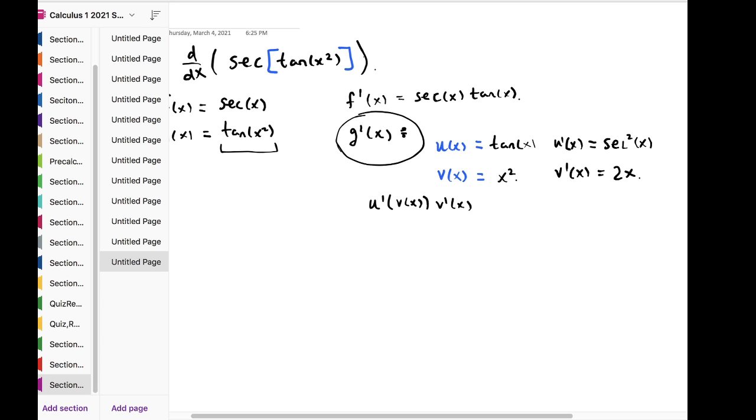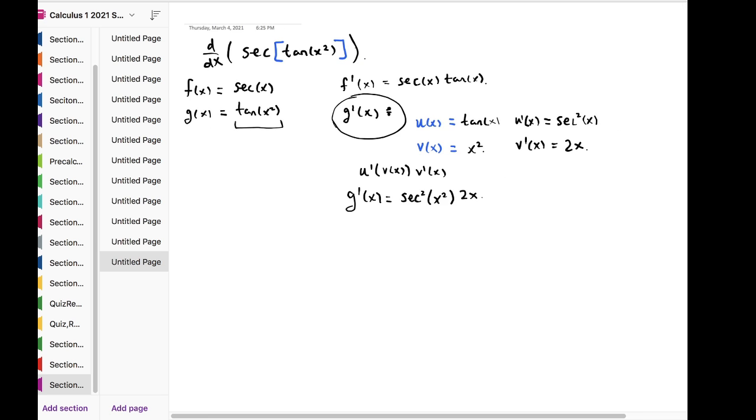Okay, so what is the derivative? It's u prime, which is secant squared, and in place of x, you plug in v of x, so x squared. And then you multiply by v prime, 2x. Okay, everyone follow so far? So we needed another chain rule in order to do the derivative of one of the functions.